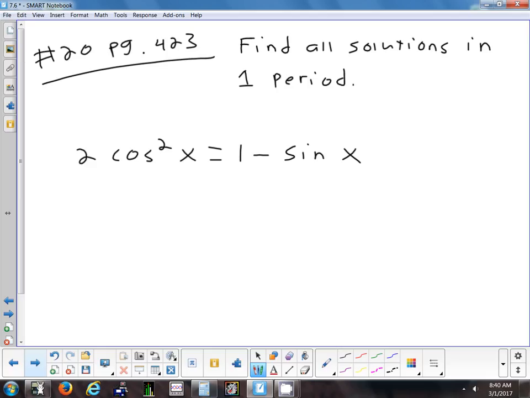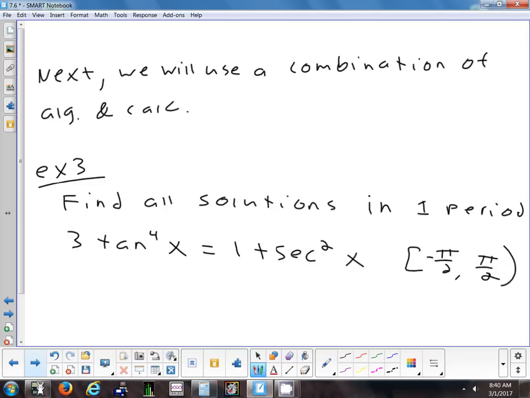This would be a quadratic equation, I think. Okay, that one's a little different. So it says 3 tangent to the 4th x equals 1 plus secant squared x. And they want us to just find answers between negative pi over 2 and pi over 2.